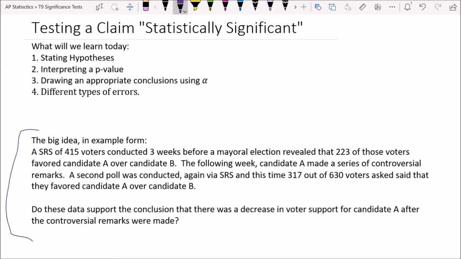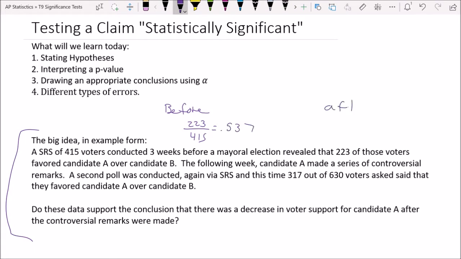Sometimes people don't even realize this is an inference question. In fact, the first time I saw this, before I was a stats teacher, I didn't even recognize that it was an inference question, because you might go like this. You might think, before it was 223 out of 415 voters. Let's see what that is as a proportion. 223 divided by 415 is 0.537.